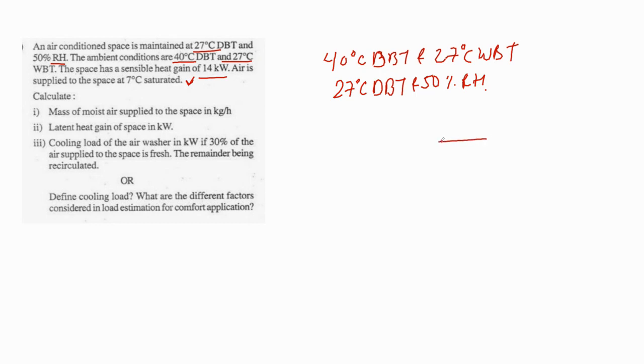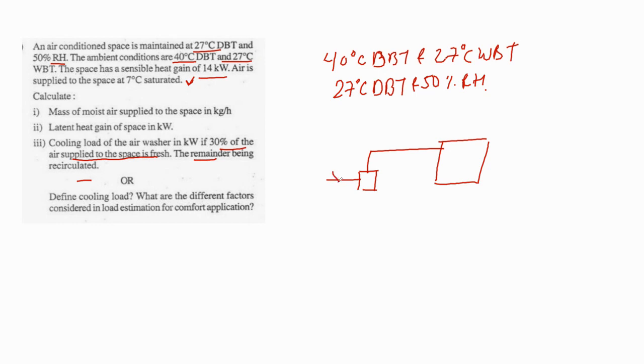So what happens? So this is a room. Okay, we have to cool this room. We take some air from this, and we mix this air. It is given that 30% of the air supplied to the space is fresh. Okay, so it means a mixing takes place.